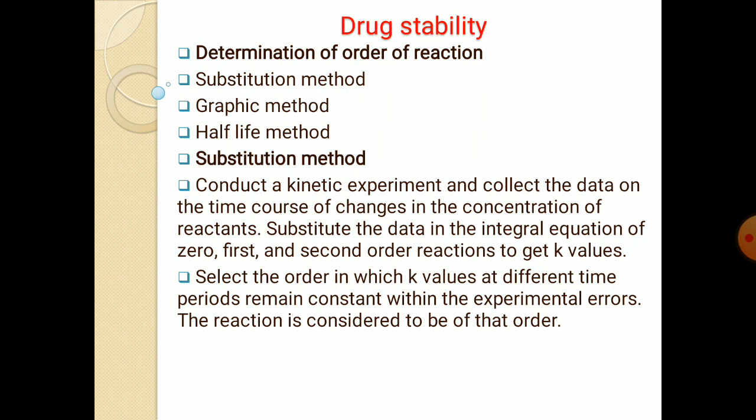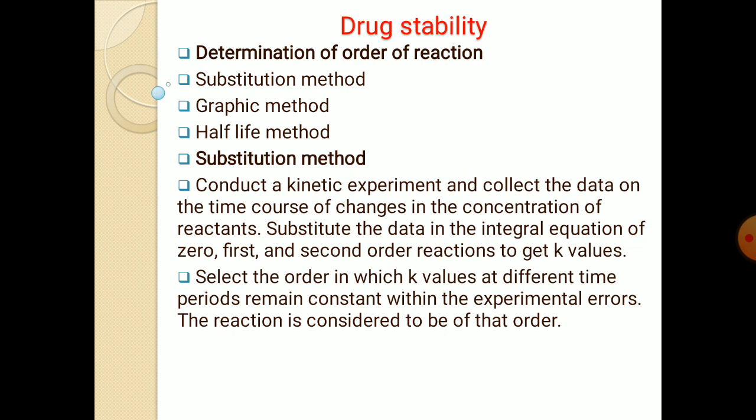So just conduct the experiment, for example, on decomposition of a drug at different time intervals. What happens to the drug concentration with respect to time? Now calculate the k value for each time. For example, you have taken samples 4 times, at 1 hour, 2 hours, 3 hours and 4 hours. So determine the k value for each time by putting the values in the zero order, first order and second order equations to get the k values.